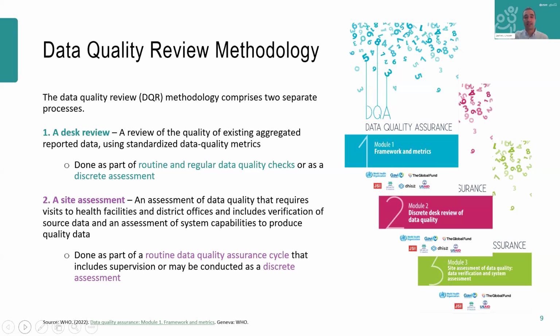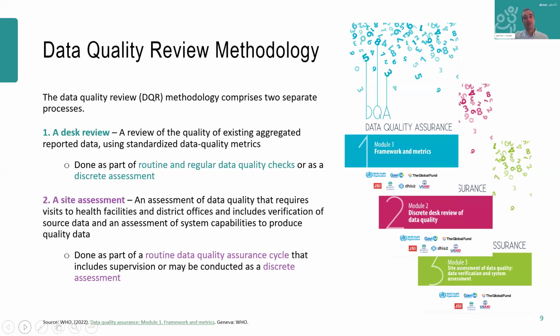The DQA Toolkit consists of 3 modules. Module 1 outlines the framework and data quality metrics. Module 2 provides guidance on conducting desk reviews. And Module 3 provides guidance on conducting site assessments at facilities and districts for data verification and system assessment. There's also a working version of the 4th module, which focuses on community health data available on the WHO website.